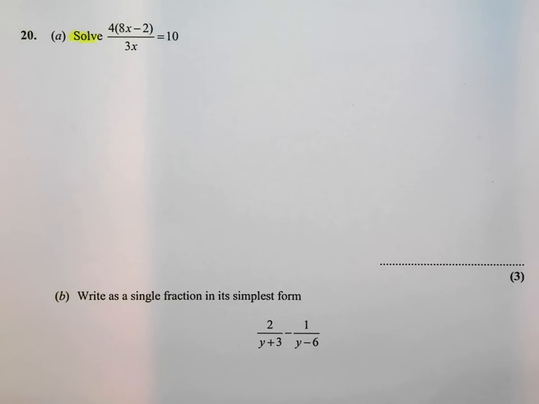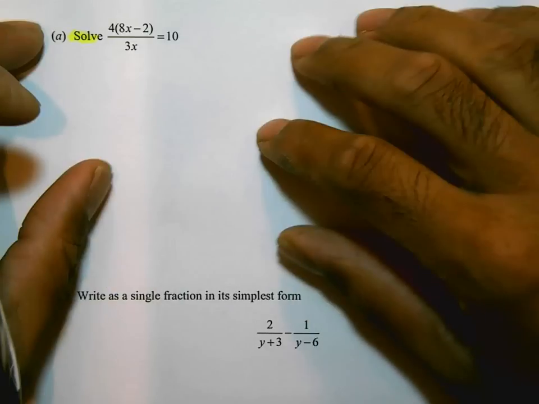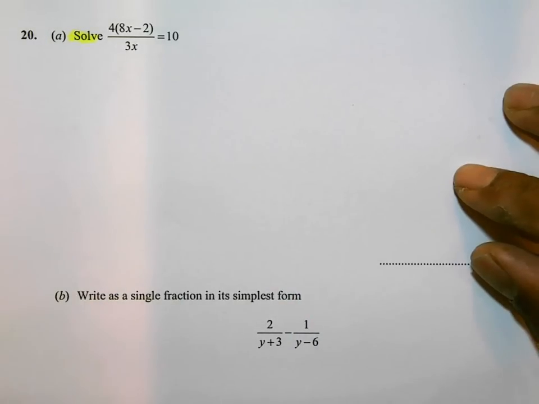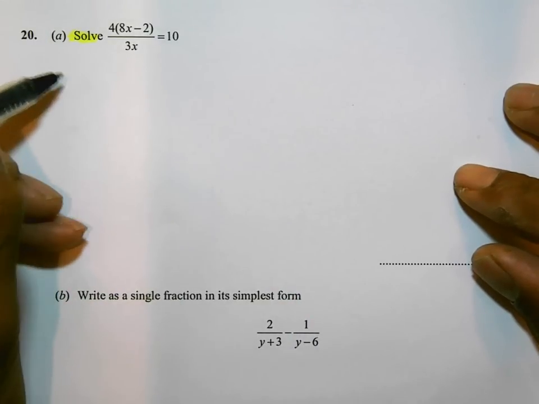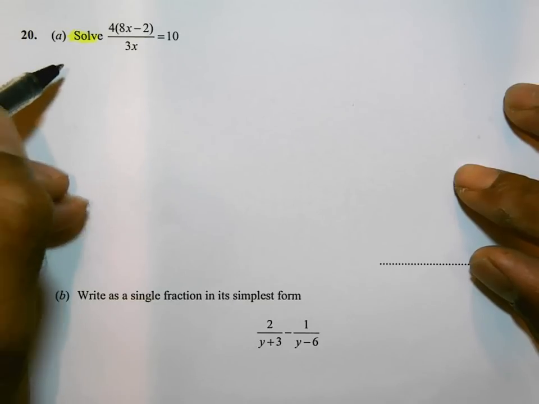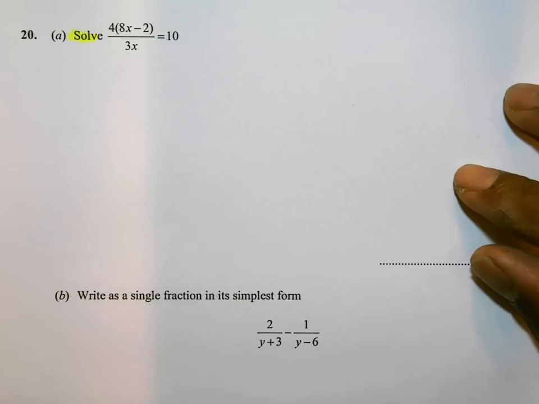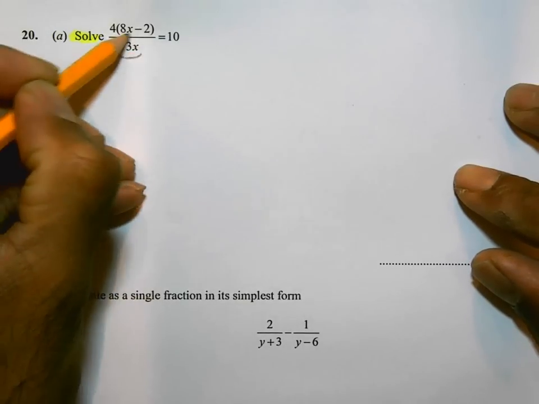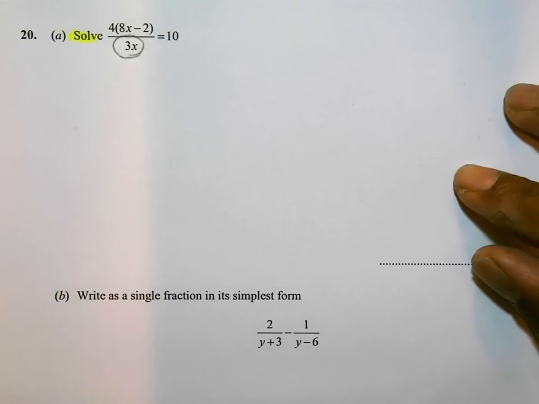There are only 3 marks for this, so it's not something particularly complex. However, if you're at this level of the paper, you need to be aiming to get questions like this correct. What I need to do is to get rid of the things in the denominator. I can't work with that 3x, so I'm going to get rid of that first.